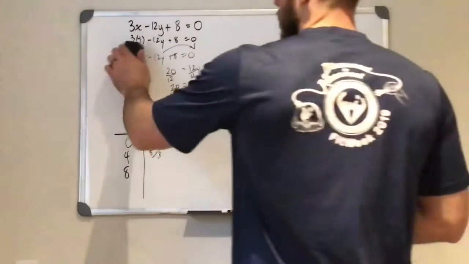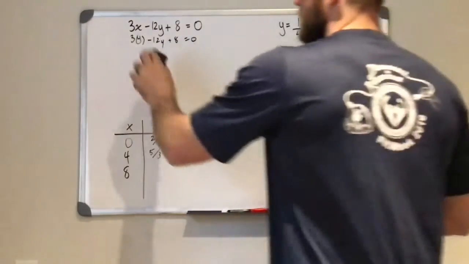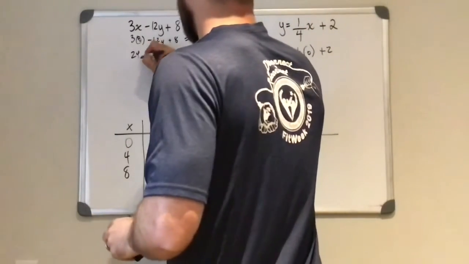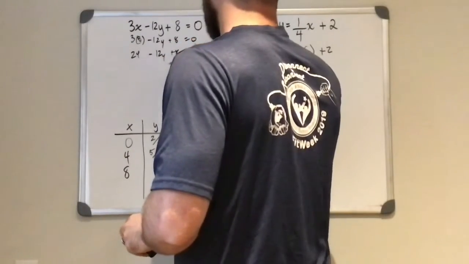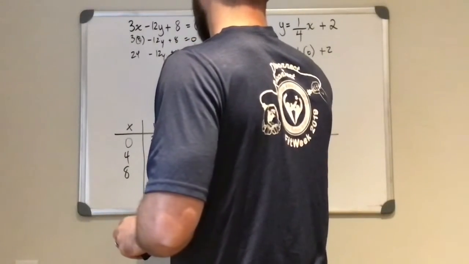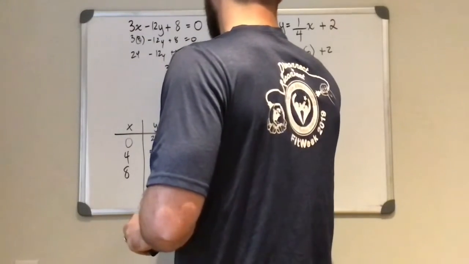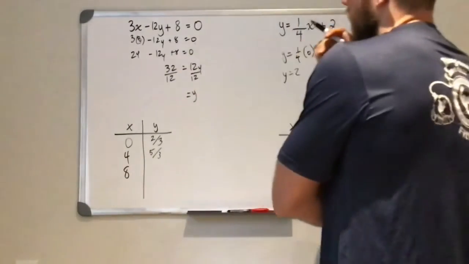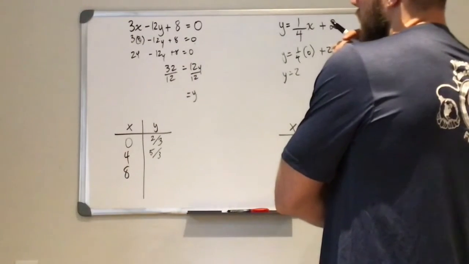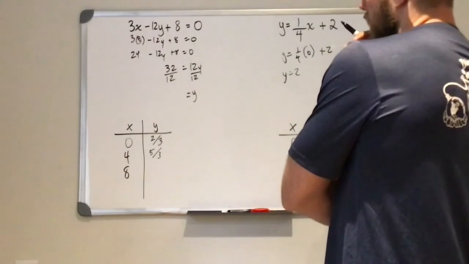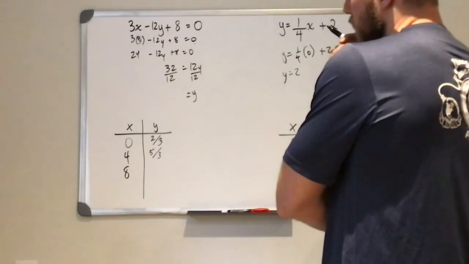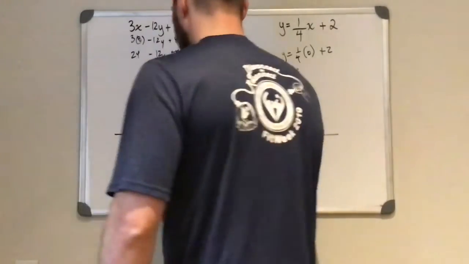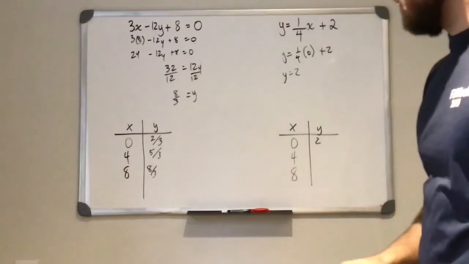And our last one, I'm going to sub in an 8 here. So we got 24 minus 12y plus 8 equals 0. So we'll have 32 is 12y. Divide both sides by 12. And what do we have here? You divide both those by 4, and that would be 8 over 3. So that would be our table here.